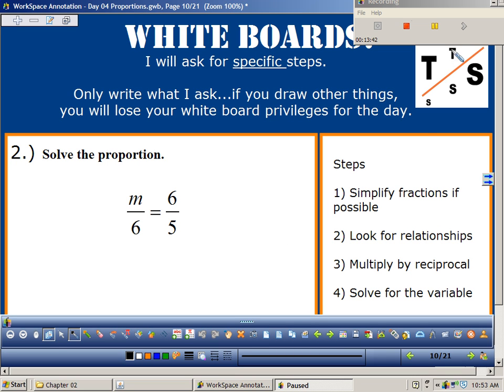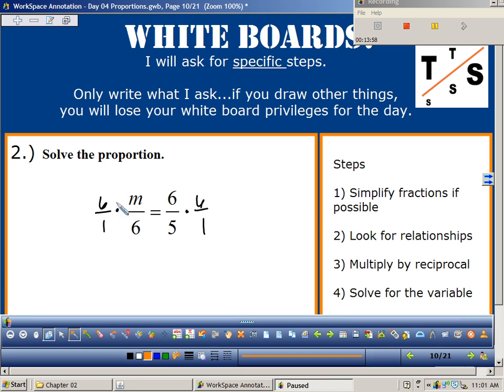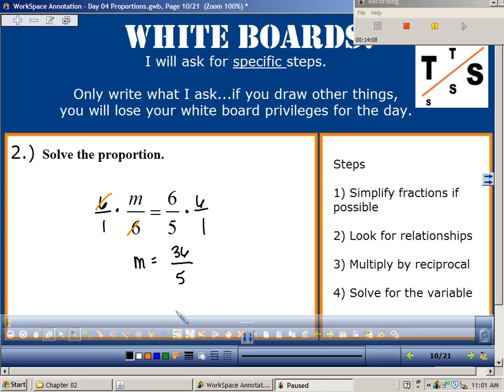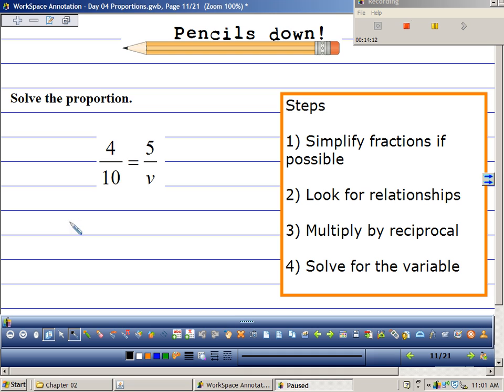You guys try this one. Okay, so I cannot simplify the fraction. I do not see a relationship, so I need to multiply by the reciprocal. When I do that, 6 divided by 6 is 1, and I'm left with m equals 36 over 5. Questions? You guys all good? Right? Now it gets a little more difficult.